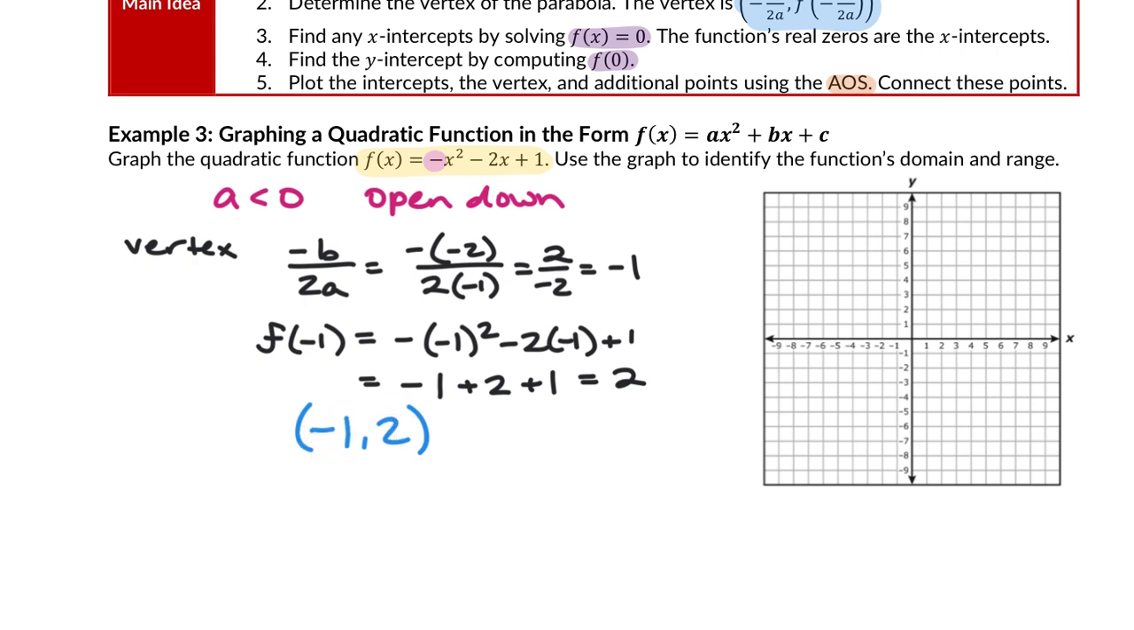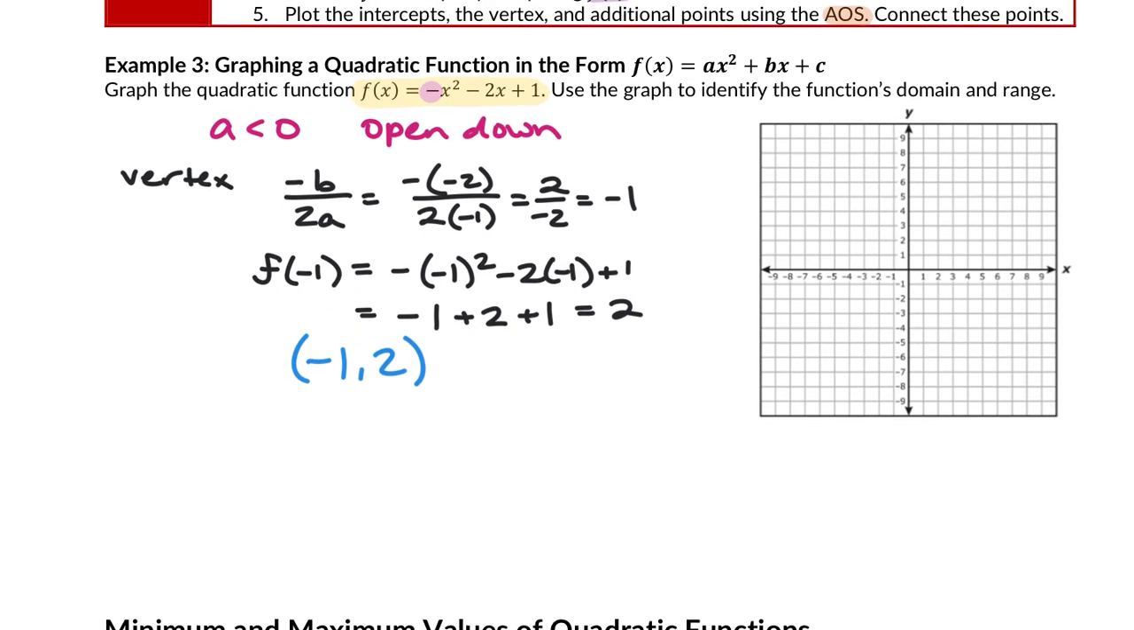After this, what we need to do is find the x-intercepts and the y-intercepts. The x-intercepts are found whenever we set the function equal to 0. So we're going to say negative x squared minus 2x plus 1 equal to 0.